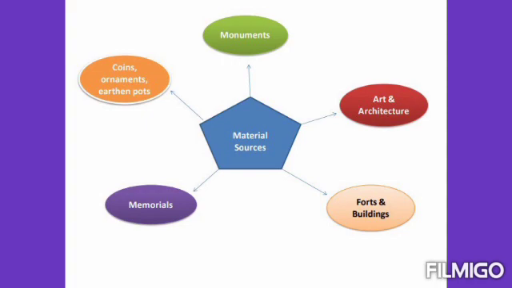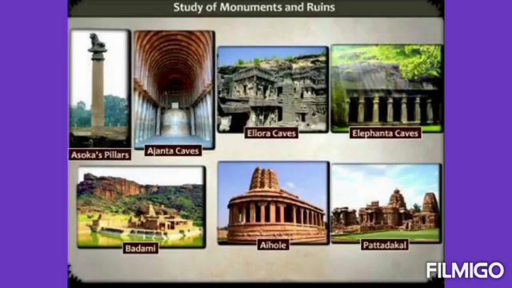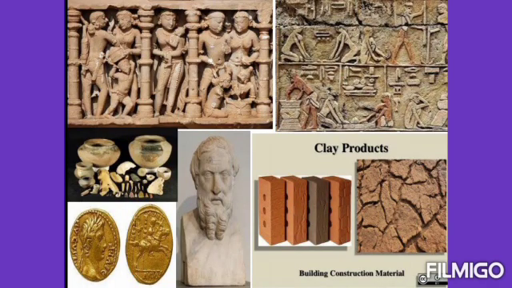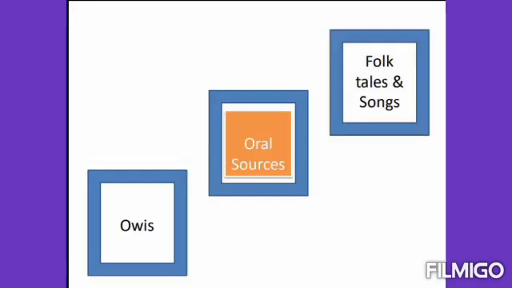The examples of material sources are monuments, coins, ornaments, earthen pots, memorials, forts and buildings, art and architecture. Here are some pictures of the material sources. Next is oral sources.